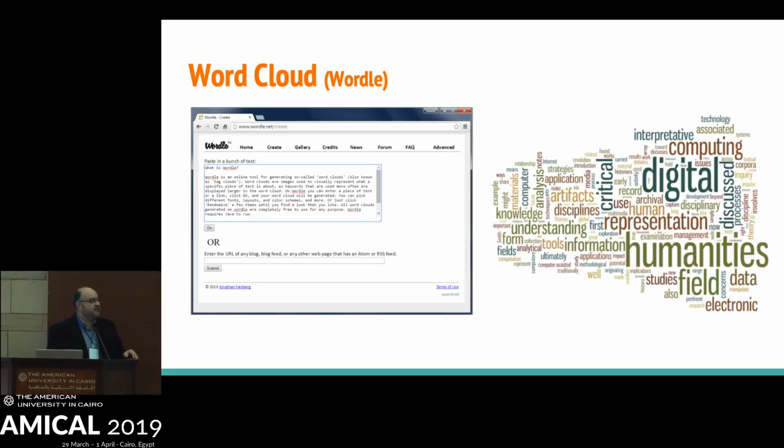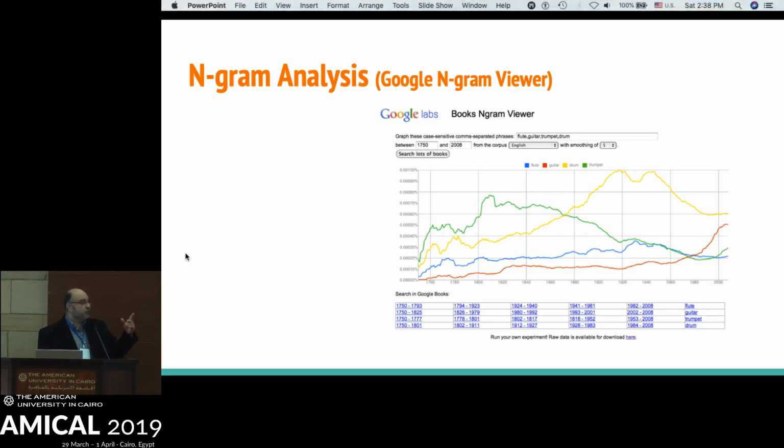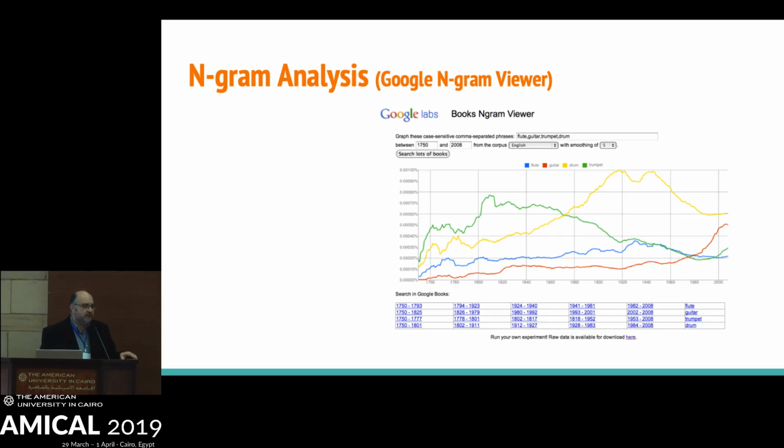Okay, the second thing is the n-gram analysis. For example, you can use the Google n-gram viewer, which depends on the Google Books, which are digitized by Google, and you can put in whatever words you want. So, for example, here we used flute, guitar, trumpet, and drum, and then it can show you how frequent and the pattern of the use of these words.